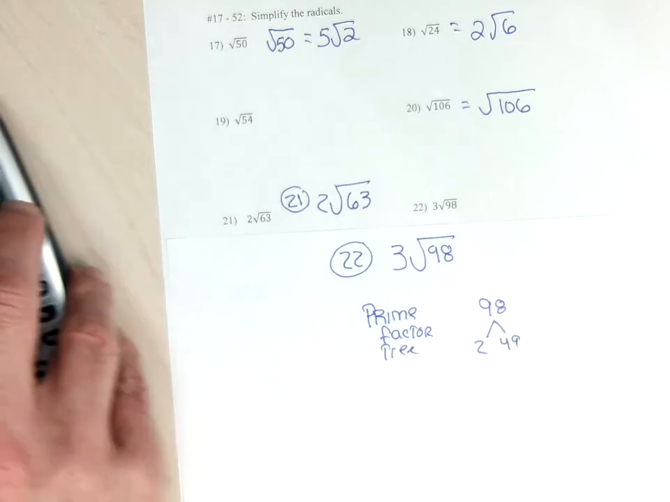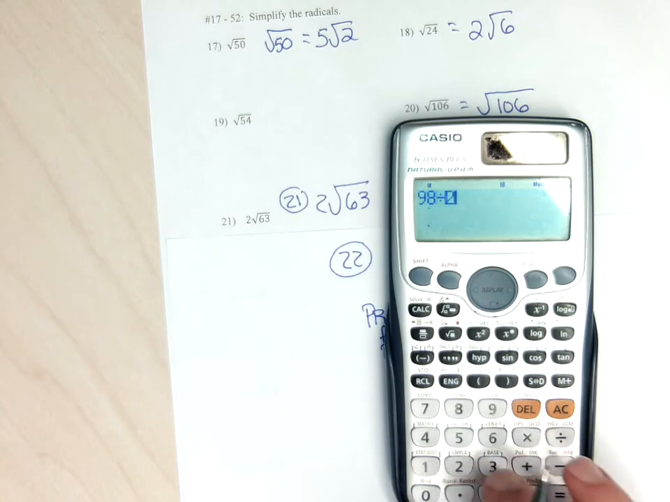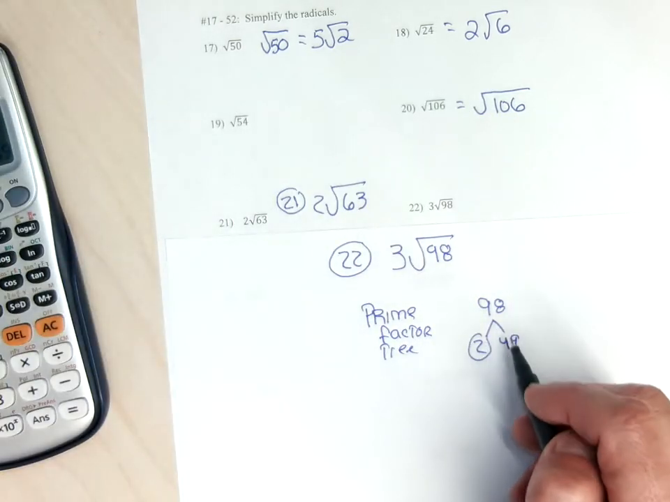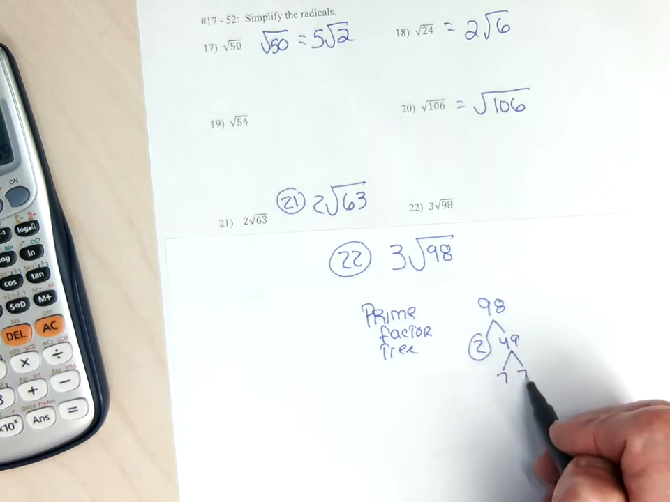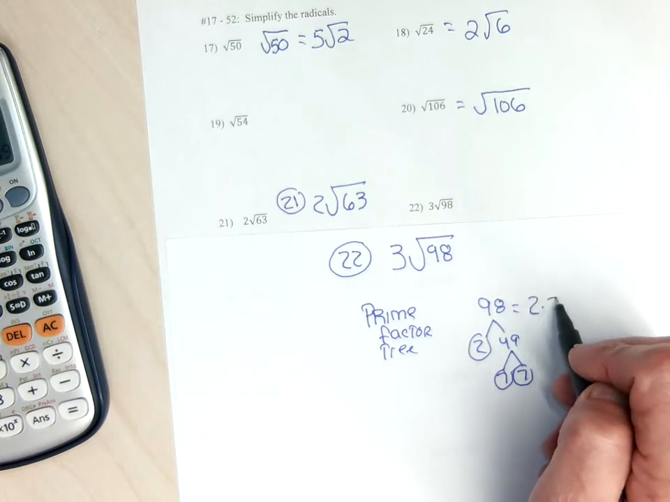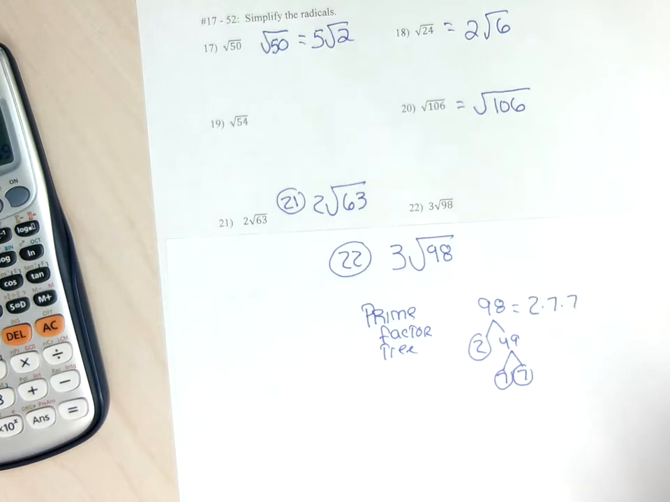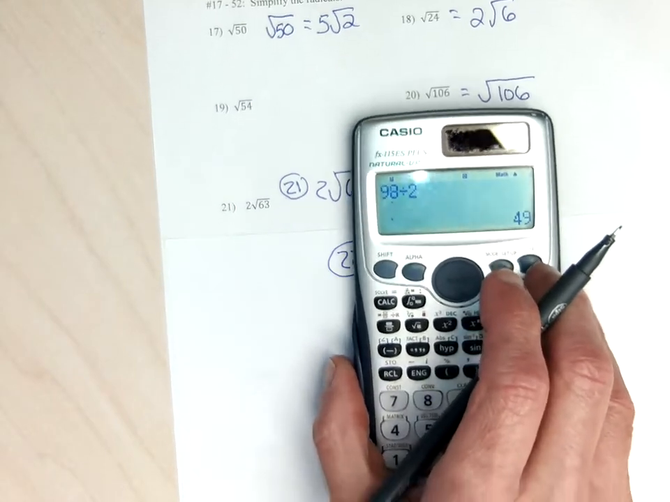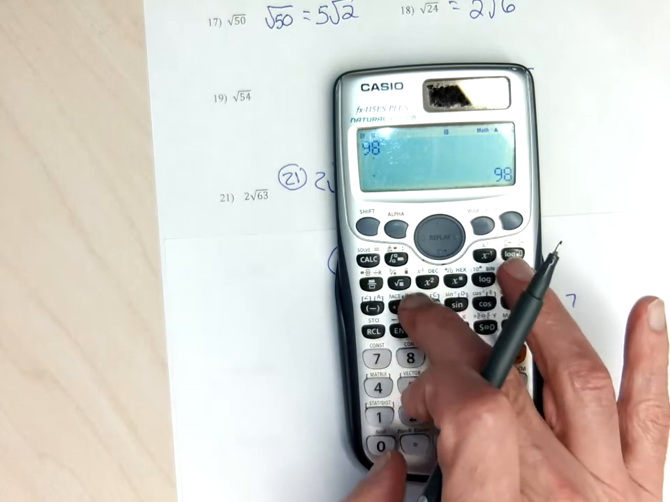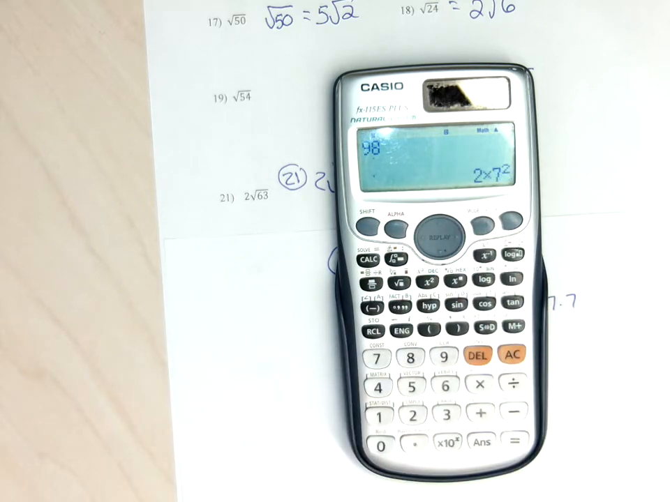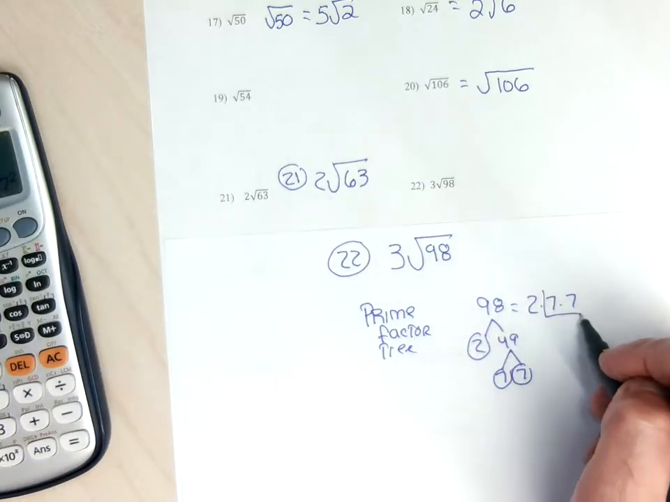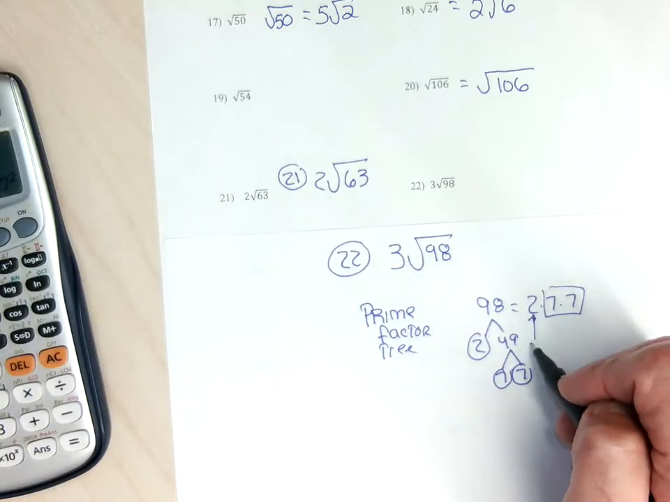If I didn't know that, I'd just go 98 divided by 2. And that would give me the 49. 2 is prime. 49 isn't. 49 is 7 times 7. So the prime factoring for 98 is 2 times 7 times 7. On this calculator, to do that prime factor tree, I go 98 equals shift quotes key, and that gives me 2 times 7 squared, which is 2 times 7 times 7. The single 2 is going to remain under.